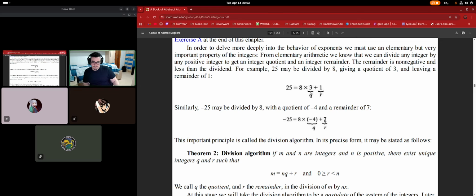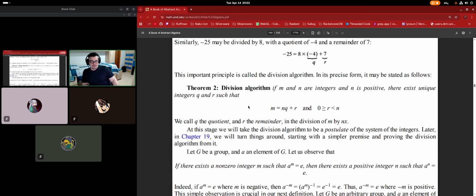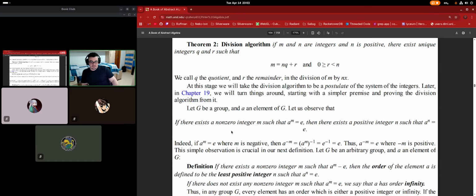The important principle is called the division algorithm, and you can express it generically like this: m is equal to n times q plus r, where r is greater than or equal to 0 and less than n. At this stage, we will take the division algorithm to be a postulate of the system of the integers.